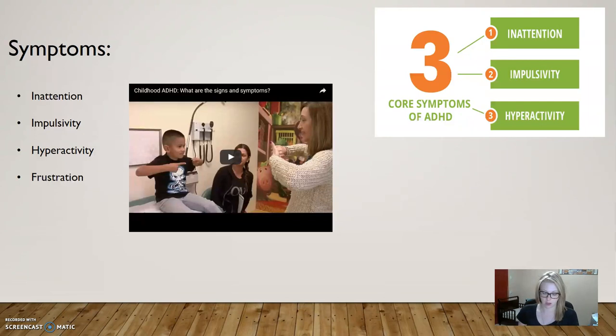Any of that. And inattention means that they don't pay close attention to detail. They have problems holding attention. They can't follow instructions very well. They aren't organized, and if they do become organized, it's hard to keep them organized. They lose their stuff quite often, and they're very forgetful.